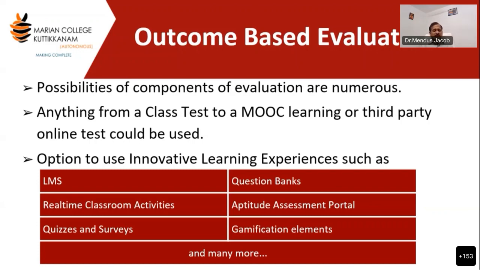So we can automate some of the assessments like that. Then we can have question banks. We can have real-time classroom activities. Then an aptitude assessment portal. It's very easy to have one, because if you have a model, then definitely you can add questions. You can even take the help of the students so that the aptitude portal can be completed. Then they can practice on the aptitude portal. That also can be counted towards the calculation of attainment level. Then we can have quizzes and surveys, gamification elements, and many more activities that you can include.